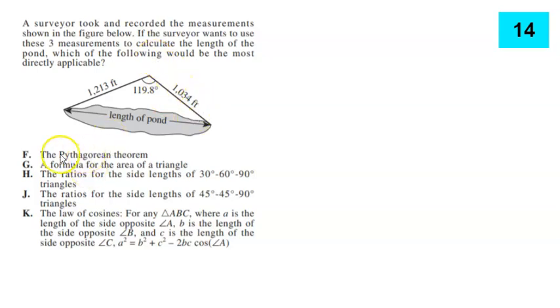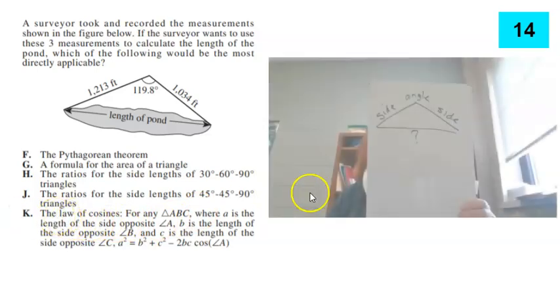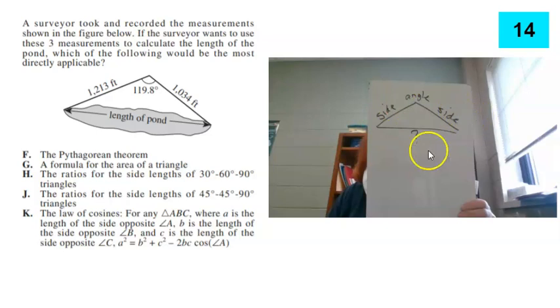We can't use the Pythagorean theorem. That's for right triangles. We don't need the area of a triangle. We need the length of a side. This is not a 30, 60, 90 or a 45, 45, 90 because this angle does not show up in either of those. So by process of elimination, you would pick K, but you can also think about side, angle, side with an opposite side. That's a classic law of cosines problem. So if you knew that, you would immediately choose K.